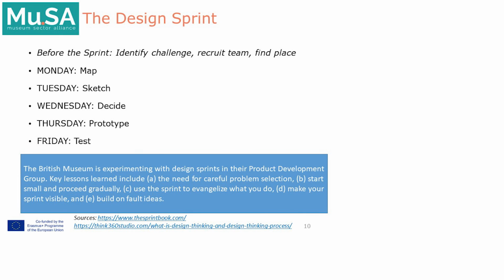The design sprint is used also by museums. For example, the British Museum is experimenting with design sprints in their product development group. Key lessons learned include: first, the need for careful problem selection, as many times the team may be lured by its personal opinions. Second, start small and proceed gradually, for example with a small team. Third, use the sprint to evangelize what you do and present it to the rest of the museum departments. Fourth, make your sprint visible, allowing other stakeholders to provide comments. And fifth, build on false ideas.